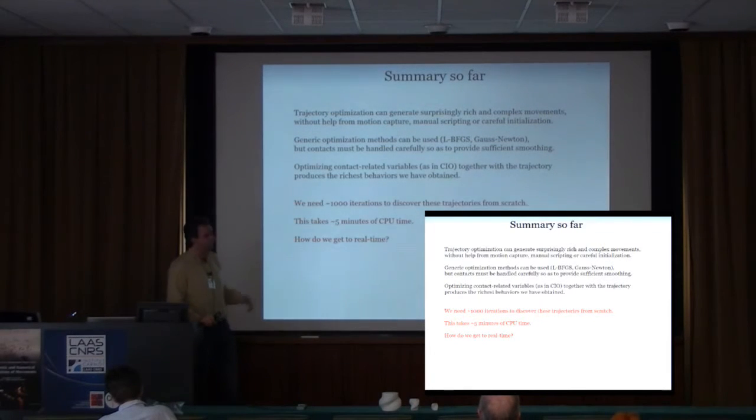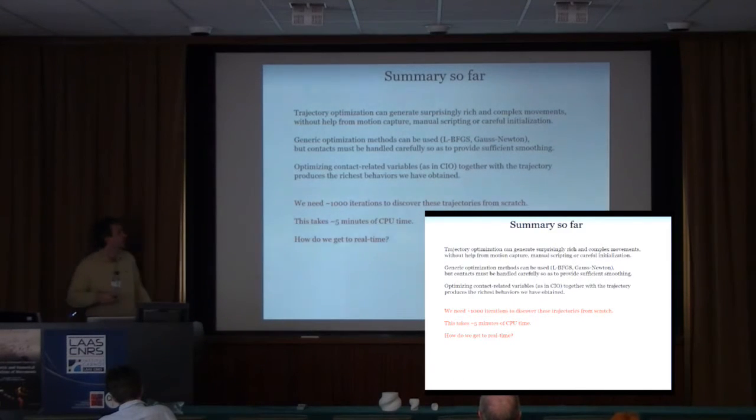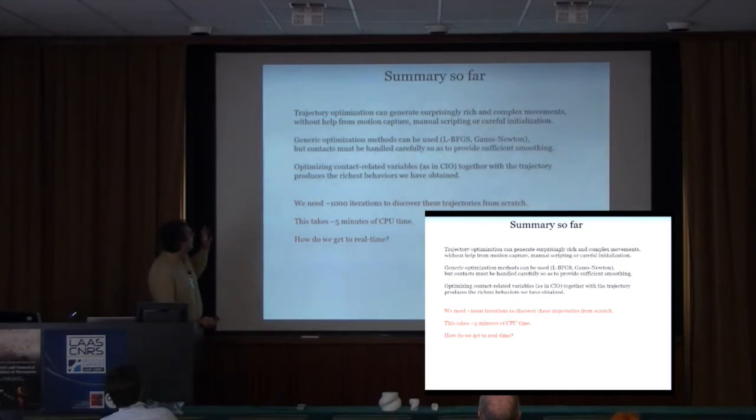So, summary so far: we can use trajectory optimization to get surprisingly rich and complex movements involving elaborate contact dynamics without any help from manual scripting or tuning or motion capture or any such thing. We can use generic optimization methods, LBFGS or Gauss-Newton. Gauss-Newton is our favorite at the moment. Well, let me not get into details. The optimization is generic, but the way we formulate the problem, and in particular the way we handle the physics of contact, is the key.